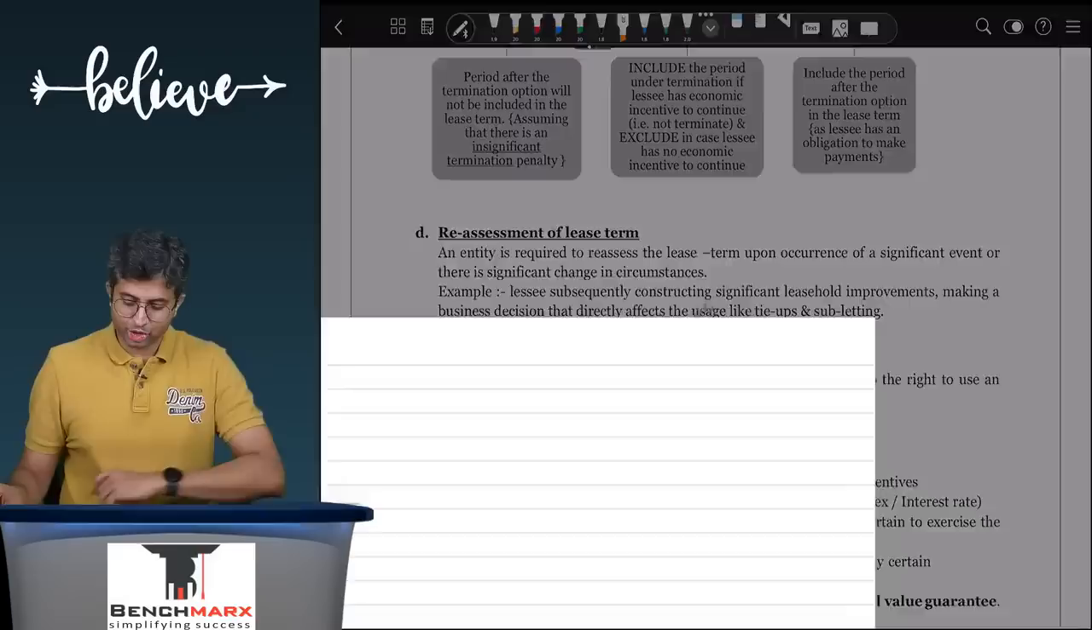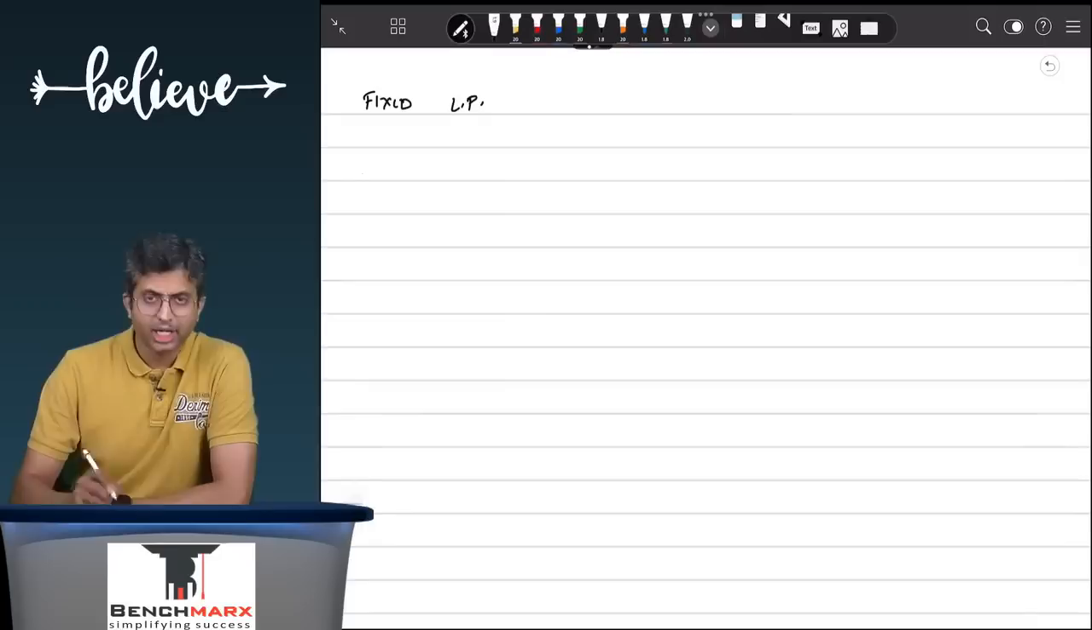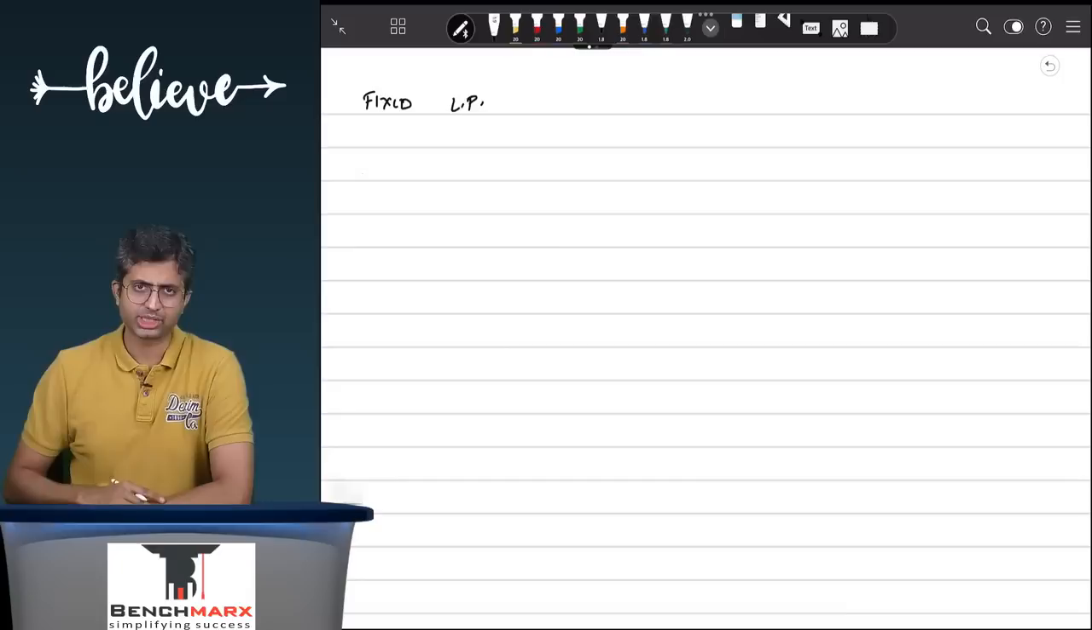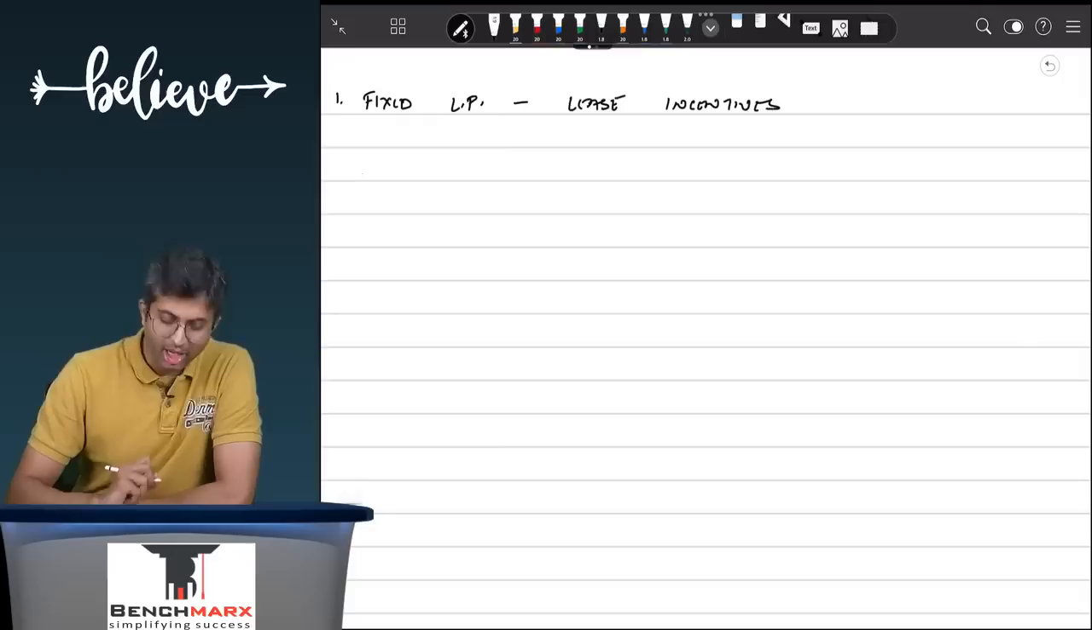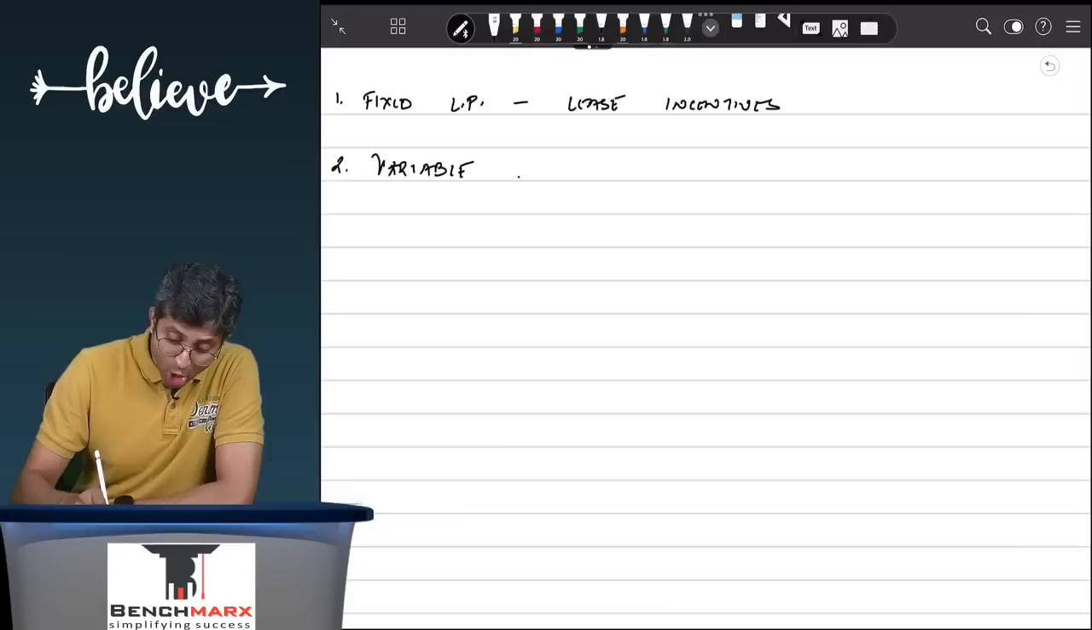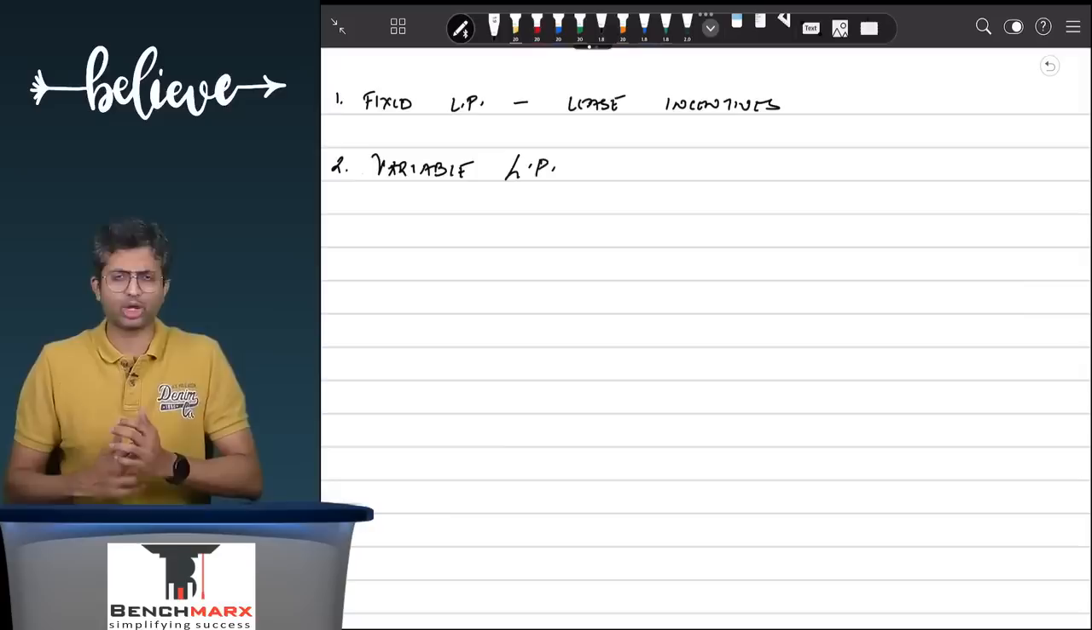Sometimes you might also receive lease incentives. Like the lessor might give you a signing bonus, in which case lease incentives are the other way around. It is received by the lessee, not paid by the lessee. And hence, if there are any lease incentives, you will subtract the lease incentives as a part of your lease payments. Second is a slightly controversial part, what about variable lease payments? Well, in such case, you will have to see, with what is this lease payment linked? Is it linked to sales? Is it linked to production? Is it linked to your output?